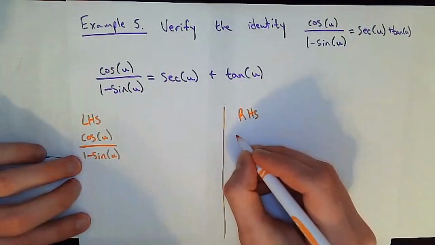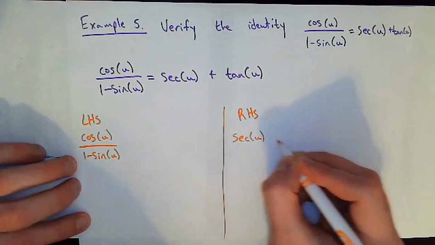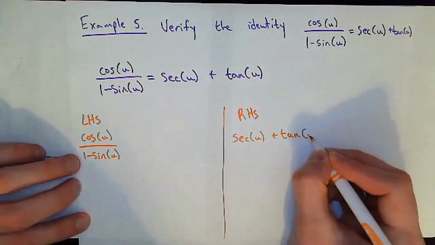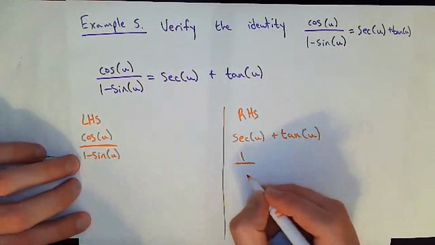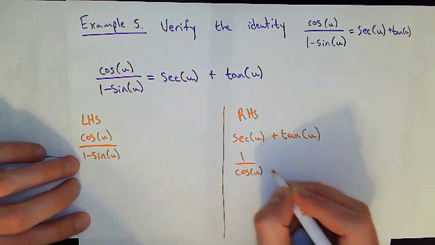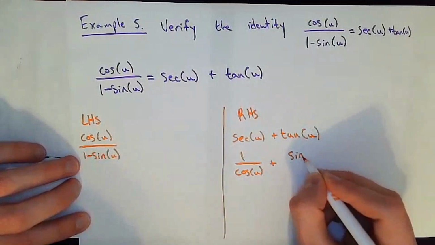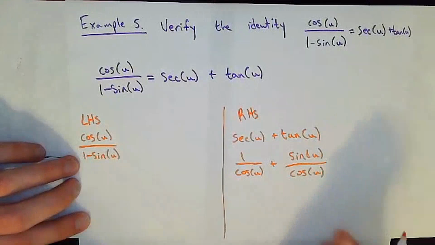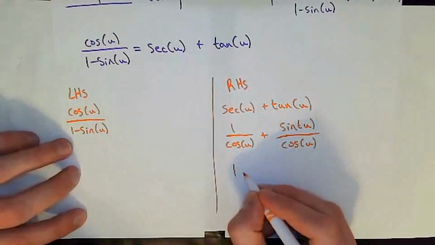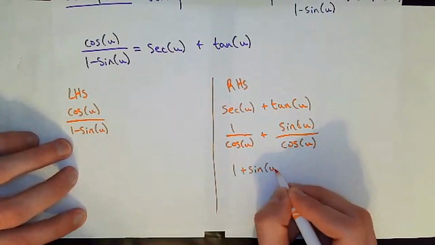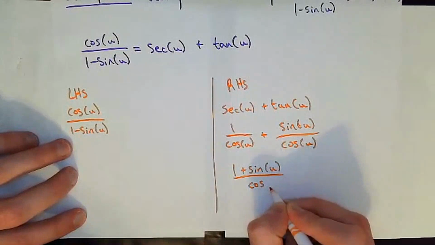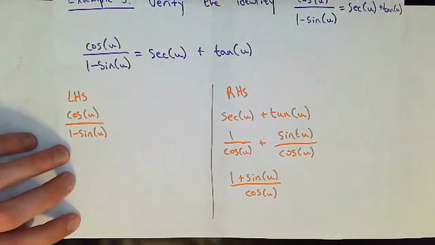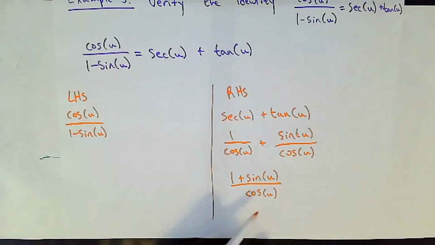Secant of U plus tangent of U can be written in terms of sines and cosines as 1 over cosine of U plus sine of U over cosine of U. Oh, that's already got a common denominator, so this is the same as 1 plus sine of U over cosine of U. Whoa, so what's going on here? Because this is almost the opposite, right? It's flipped upside down. So what's happening?